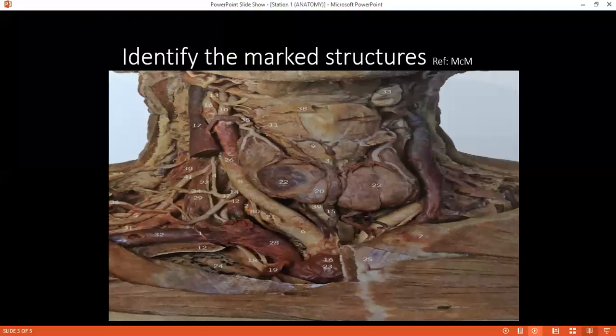Can you tell me the boundaries of the posterior triangle, please? It is bounded anteriorly by the posterior border of sternocleidomastoid, posteriorly by the anterior border of trapezius, and inferiorly by the middle one third of the clavicle.